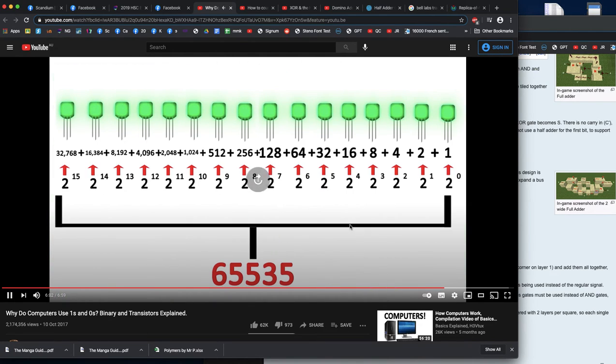Okay, so the problem then was that you couldn't really count to numbers bigger than 256, so then they added double bits, right? The ability to have a double bit. So instead of having 8-bit, we now had 16-bit.